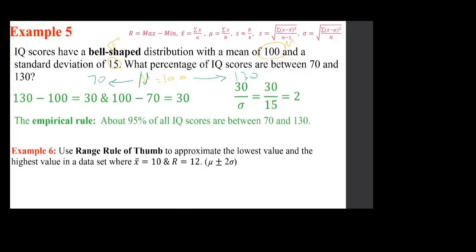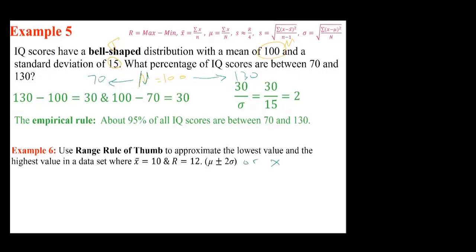We want to approximate the lowest value and the highest value in a data set where X bar is given as 10 and R is given as 12. Remember, we want to go with mu plus minus 2 sigma, or X bar plus minus 2s. If you go back to the range rule of thumb, plus minus 2 sigma is a total of 4 standard deviations, so if we divide the range by 4, it gives us an approximation for s.